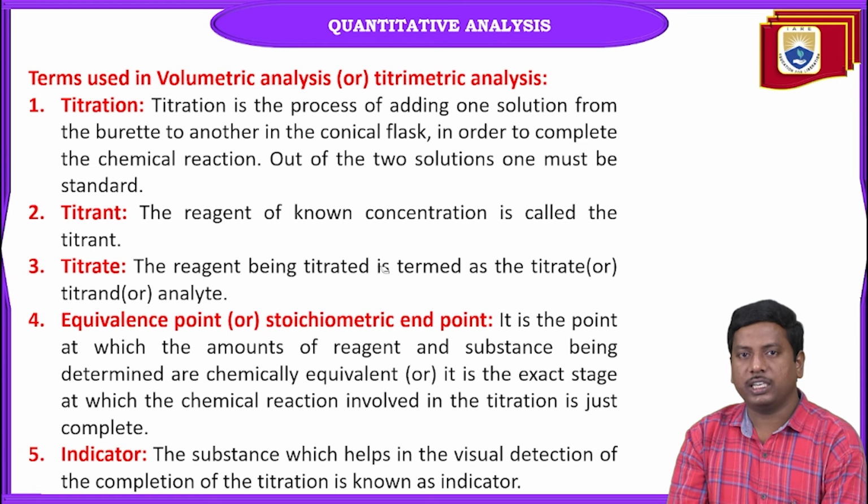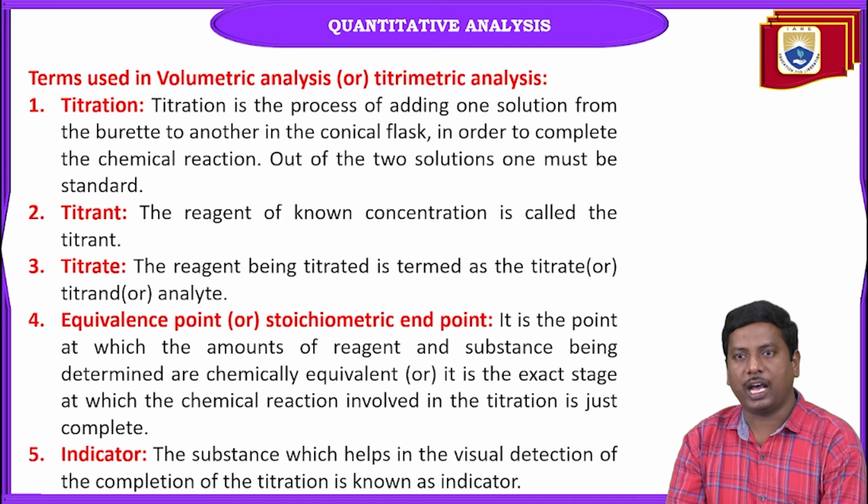And the fourth one is the equivalence point or end point of a reaction. That means the equivalence point or stoichiometric endpoint of a reaction. So it is the point at which the amounts of the reagent and the substance being determined are chemically equivalent, or it is the exact stage at which the chemical reaction involved in the titration is just complete. That means the point at which the reaction is complete is called the equivalence point or stoichiometric endpoint.